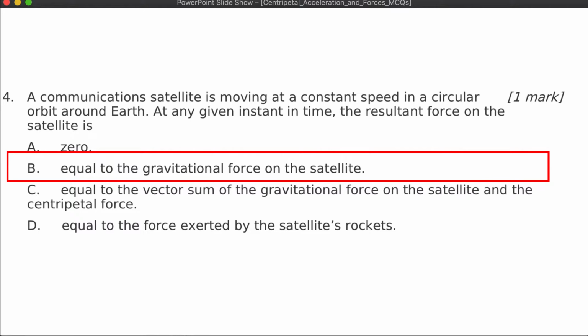The last one, equal to the force exerted by the satellite's rockets. This is an interesting one, and again, we've got to think about our direction of motion. The force produced by the satellite's rockets will presumably be to maintain its linear speed, its tangential speed, and that will be to oppose air resistance. Now that is at 90 degrees to my gravitational force, and so therefore it does nothing to the centripetal force. It doesn't contribute to that.